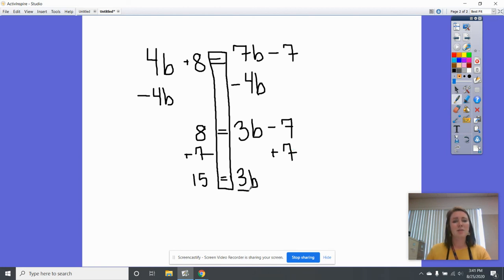And my last step is divide by 3 on both sides because there's this invisible multiplication sign. So the opposite of multiply is divide. So now I have 3 divided by 3 is 1. So that's 1 times b, which is just b. And 15 divided by 3 is 5. So the answer is 5. So that is your introduction to having a variable on both sides of the equal sign.